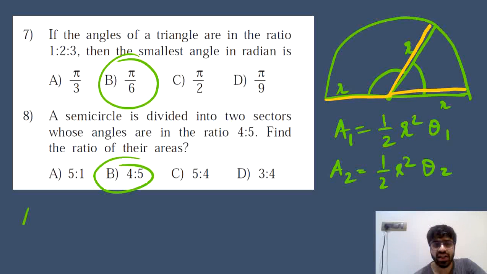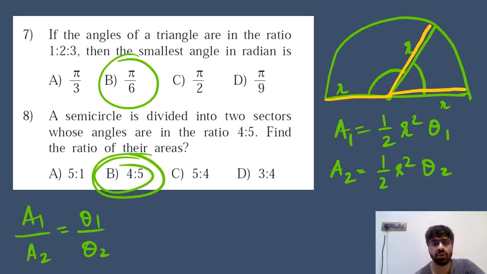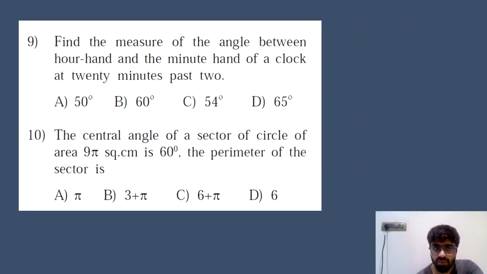Okay, so if you divide A1 and A2, the terms which are common in both the equations get cancelled, and you will ultimately be left with theta 1 upon theta 2. So A1 upon A2 is the same as theta 1 upon theta 2. Theta 1 upon theta 2, they have already said is 4:5, and that is why A1 upon A2 I am concluding is going to be 4:5, making option B the right answer.